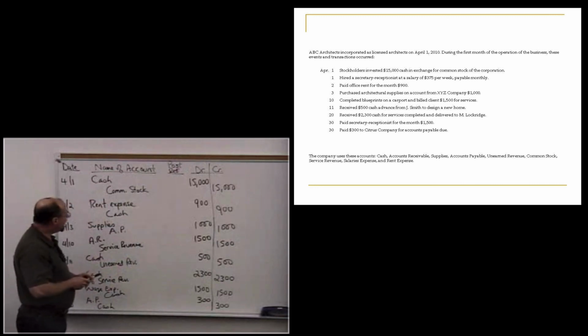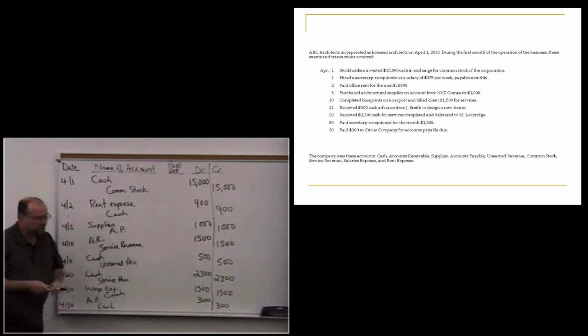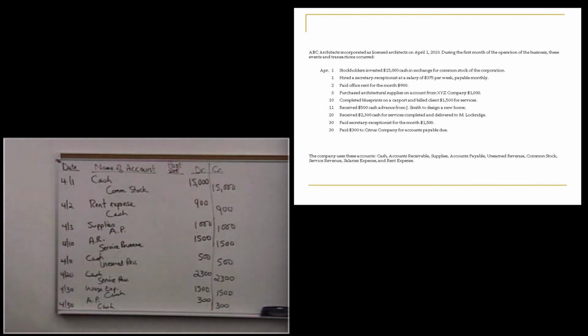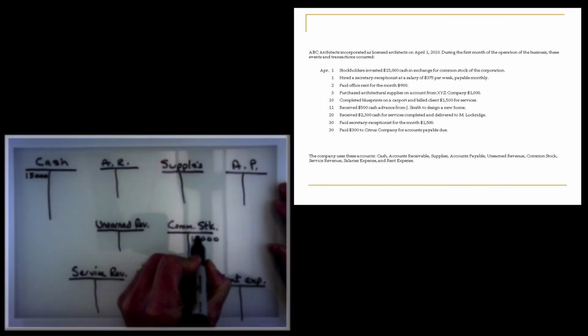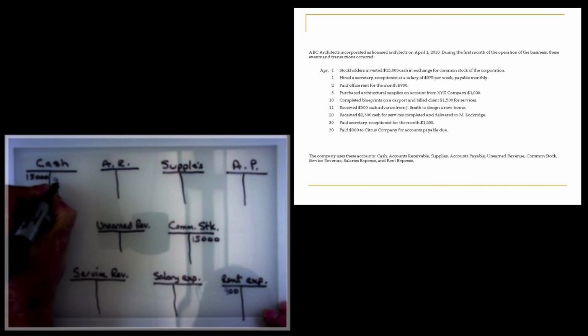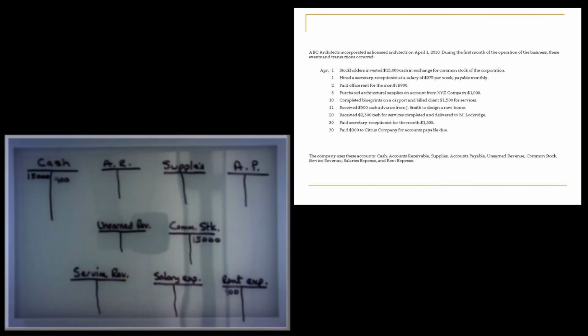Okay, our next journal entry, debit rent expense, credit cash. I'm going to disappear. To post, I go to my rent expense account, and I'm going to debit 900, and I'm going to credit cash for 900. Okay, we just posted the second journal entry. Debit rent expense, credit cash. Very straightforward.